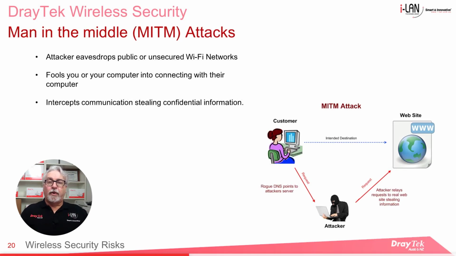Another security risk for wireless networks is man-in-the-middle attacks. This is where an attacker can eavesdrop on the communication over the wireless network and intercept messages between the wireless client and destination server. Along the way, the attacker can steal confidential data such as credentials, credit card numbers, or banking details before relaying it to the intended destination. In the diagram here, the attacker can set up a rogue DNS or SSID in a public network and intercept any communication between the wireless client and the destination server.